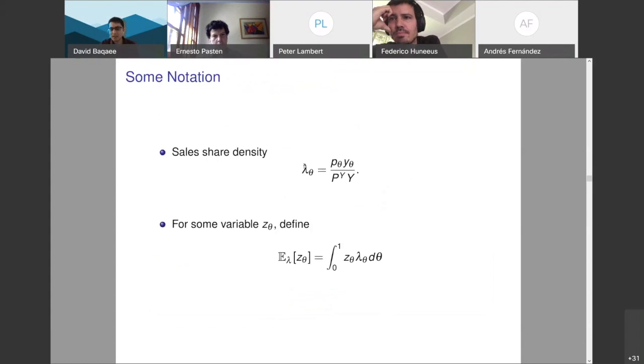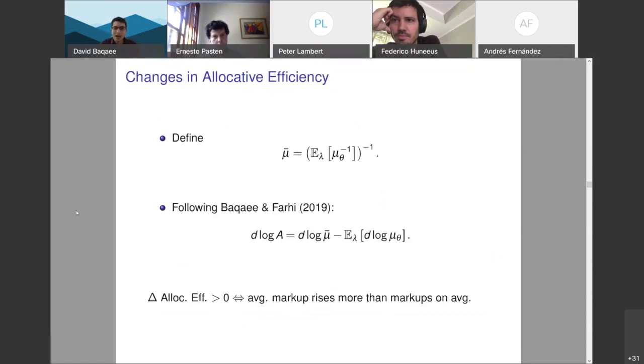So here, lambda theta is the sales share of firms of type theta. Anytime you see an expectation in the rest of the paper, or a covariance, and I put a subscript lambda, that means it's the sales-weighted average or the sales-weighted covariance, whatever it is, okay? Great. So how can we think about changes in productivity in this economy?